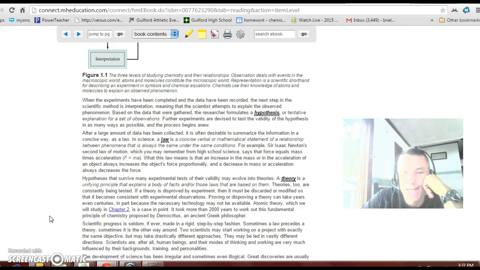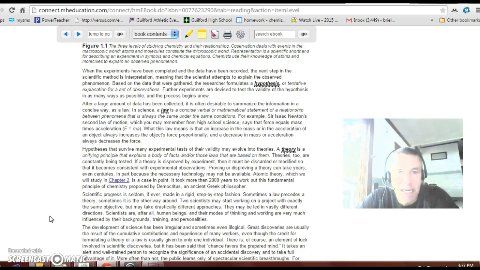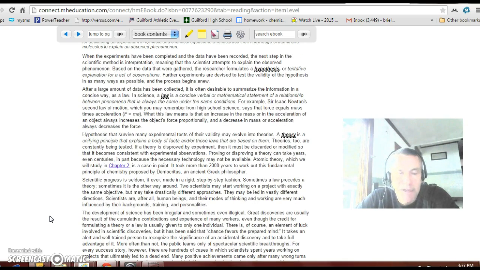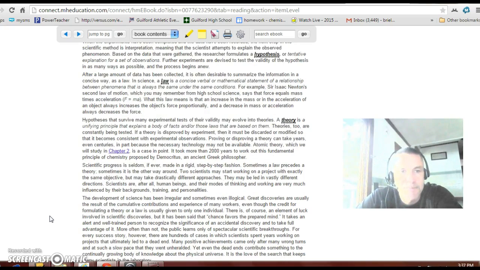Your educated guess. Further experiments are devised to test the validity of the hypothesis as many ways as possible, and the process begins anew. They always point out that this is a cycle. I prefer the observation, hypothesis, experiment, conclusion sort of cycle, but this works fine too.